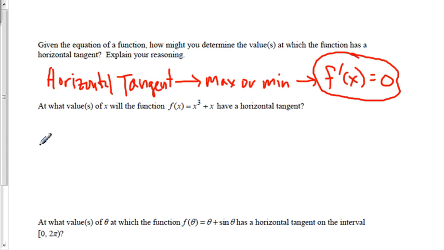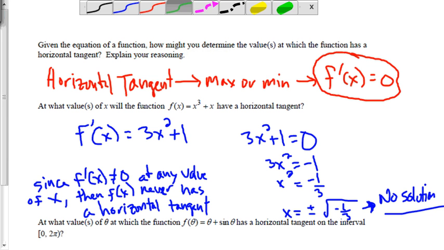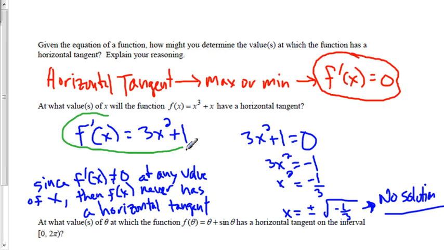So let's do that on this next problem. The first thing we do here is take the derivative. We get 3x squared plus 1. Then we take that and set it equal to 0. Subtract 1 from each side, divide both sides by 3. Take the square root of both sides, and we get plus or minus the square root of -1/3. Well, you can't take the square root of a negative, so there's no solution. Since the derivative never equals 0 at any value of x, the original function never has a horizontal tangent.